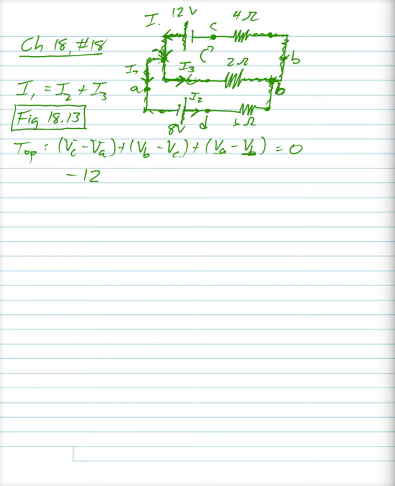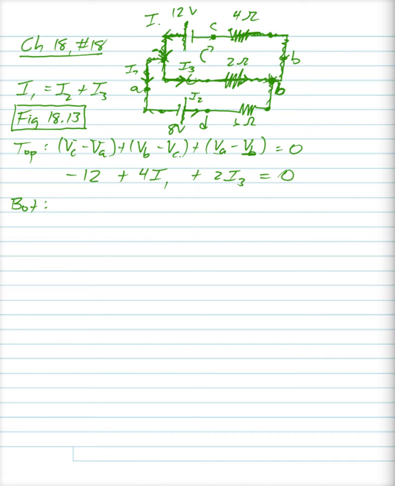If I take VB minus VC, the current is flowing this way through the resistor, and current flows from high potential to low potential. So VB minus VC is going to be high minus low. That's going to be plus 4I1. And then if I look at resistor 2, the current's flowing to the right through that resistor, so VA minus VB is going to be higher minus lower. So that's plus 2I3 equals 0. Okay? Now I'm going to consider the bottom loop.